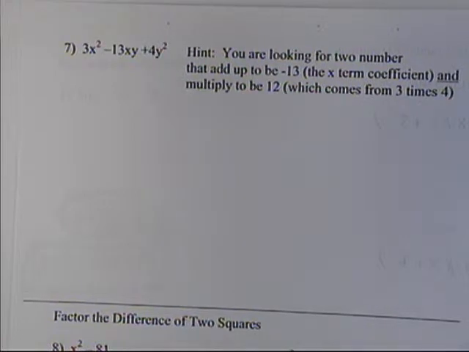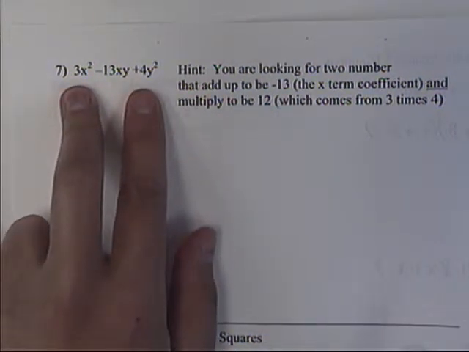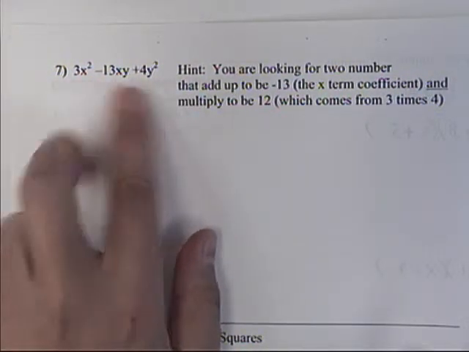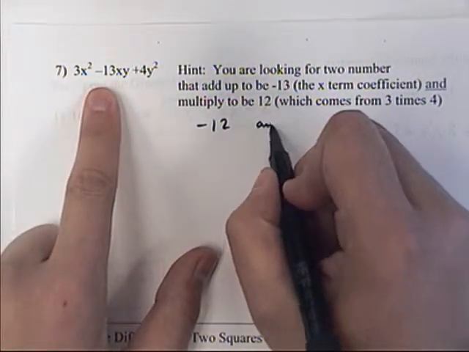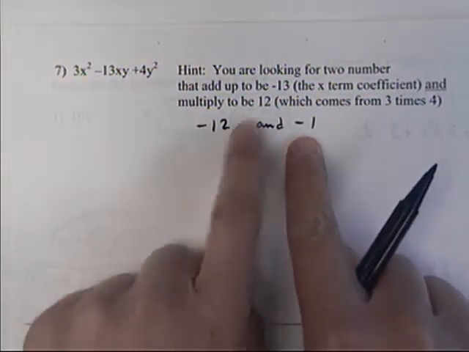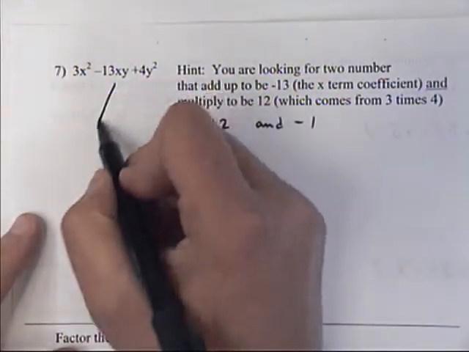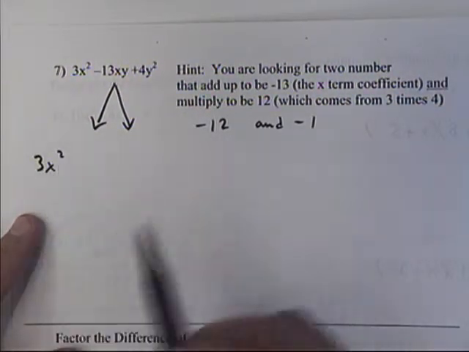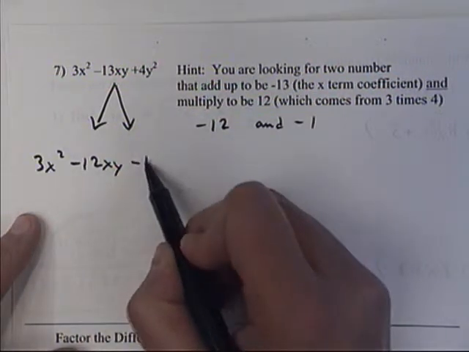So here, we're looking for two numbers that multiply together to be our product here of 3 times 4, which is 12. But when you add them together, you get negative 13. Well, obviously, negative 12 and negative 1 multiply to be 12, add to be negative 13. Okay, so I'm going to rewrite this, and I'm going to separate the central term here into negative 12xy and negative 1xy.